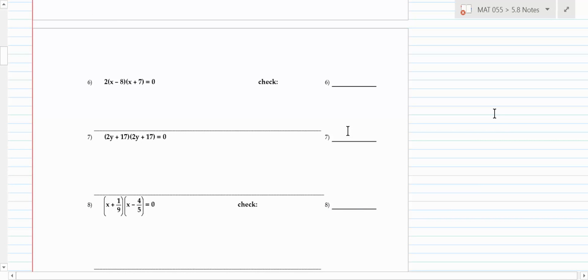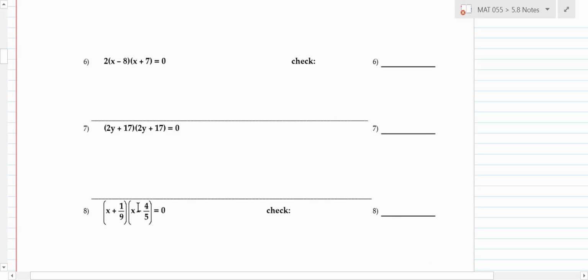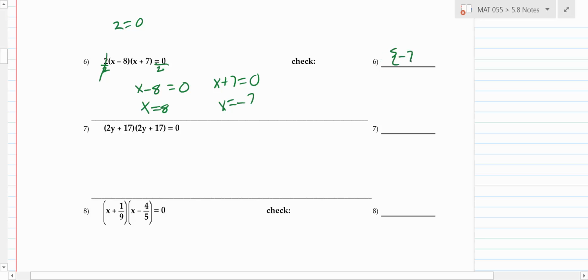Now I'm going to check maybe a couple. I'm not going to spend too much time on that, but I do want you to certainly know how to do that. So the first thing on this one that you want to make sense of, see that 2 doesn't matter. You can divide by it if you want to, or you can just ignore it. You don't take 2 and set it to 0. That wouldn't make any sense, right? So what you're really doing is just x minus 8 equals 0. You can do that in your head. That's x equals 8. And then x plus 7 equals 0. That's x equals negative 7. Okay? And then again, just write your answer usually in set builder notation like that, right? Okay, that's it. That one you just want to do in your head.